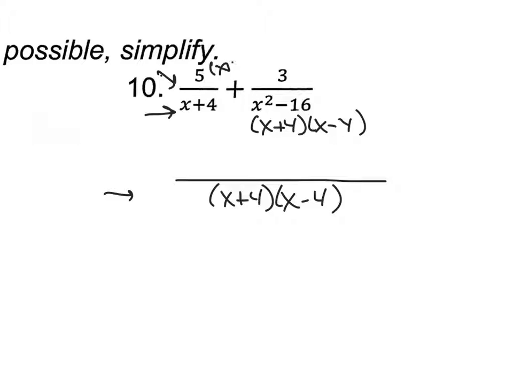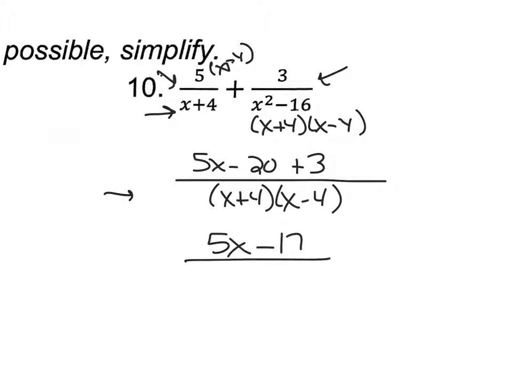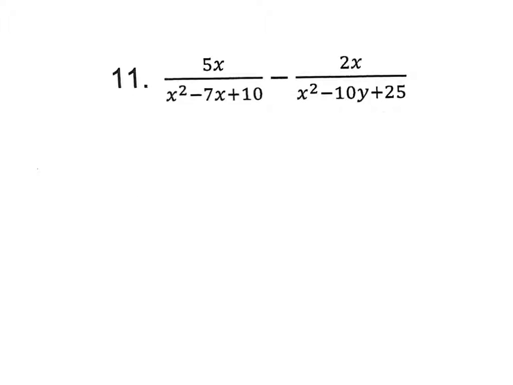So you multiply the 5 times an x minus 4, which gives you 5x minus 20. Now when you look at this fraction, it already has the x plus 4 and the x minus 4, so you can just bring down the 3, and then add the negative 20 and the 3, which will give you negative 17 over x plus 4 and x minus 4. Not real bad.